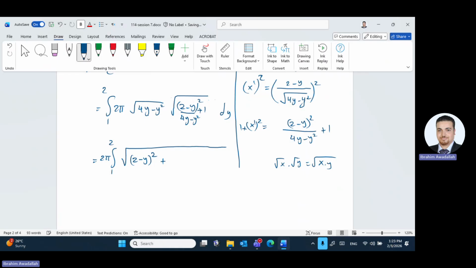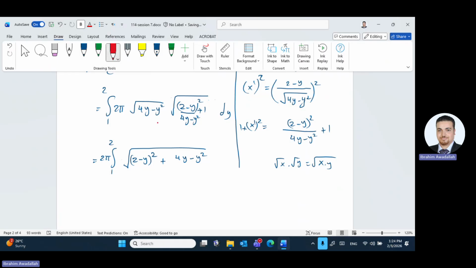Then plus, I multiply this here, so I cancel the denominator with the denominator. Now I should multiply it here, will be 4y minus y squared. A little bit shorter, and dy.